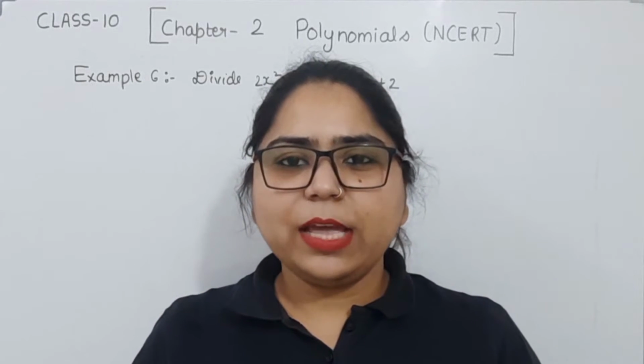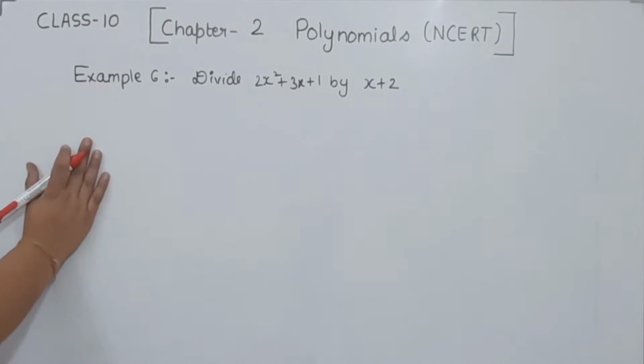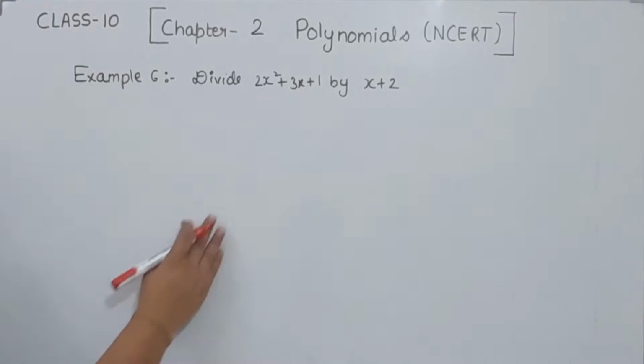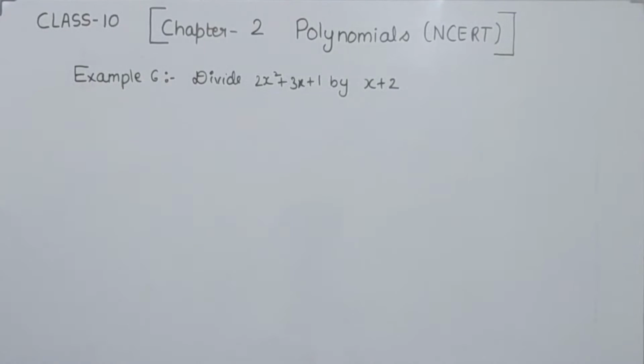that are related to the exercise 2.3. So we're going to start with example number 6. In this one we are dividing 2x square plus 3x plus 1 by x plus 2.